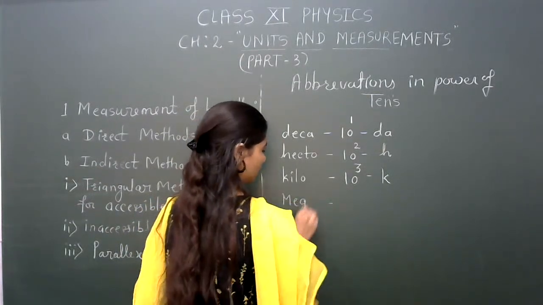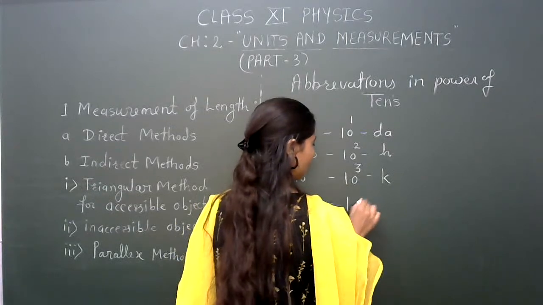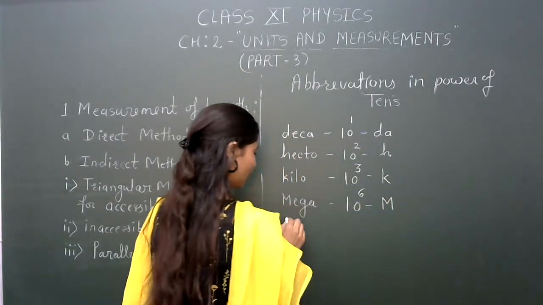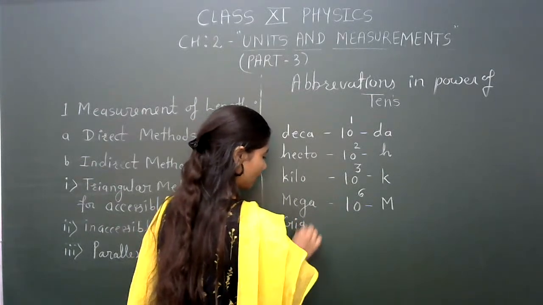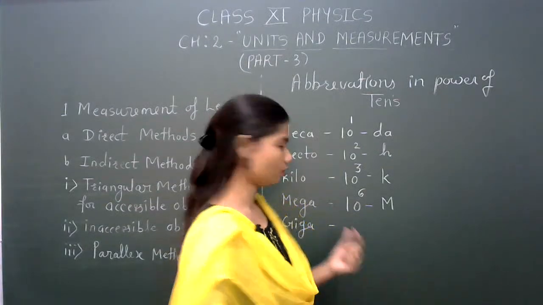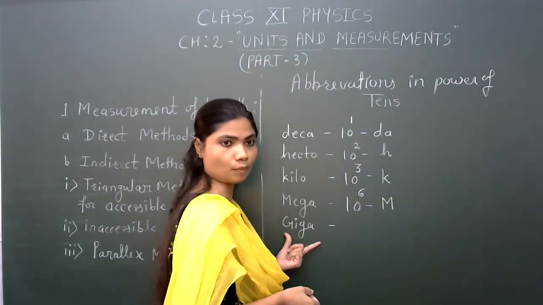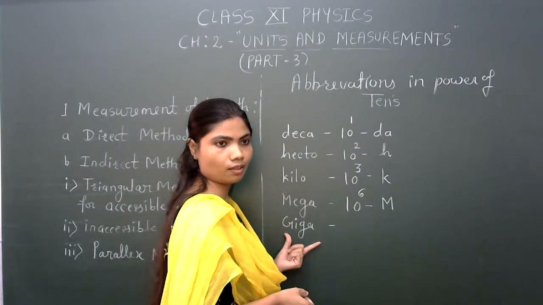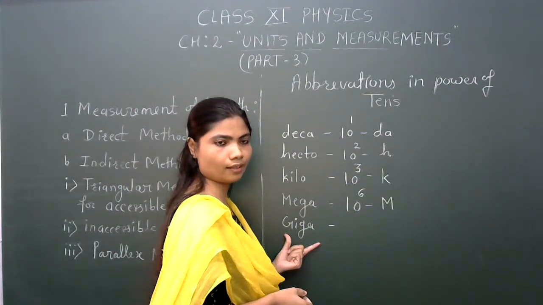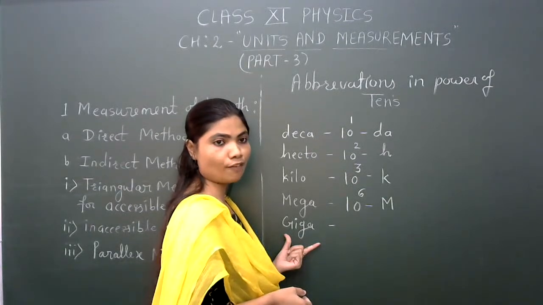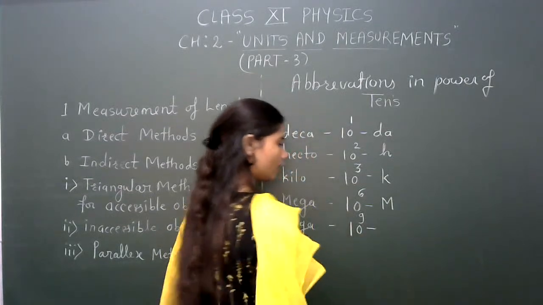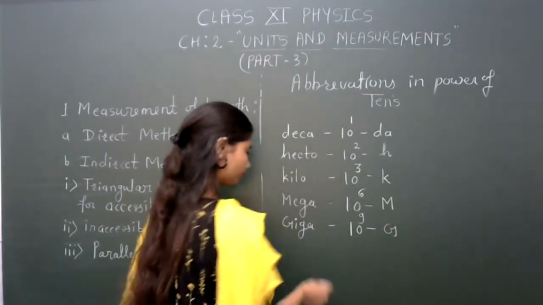Next is mega, 10 to the power plus 6, written as capital M. Next is giga. I'm sure you already know this term. You are getting your network data in GB, right? Yes, 10 to the power plus 9, denoted by capital G.